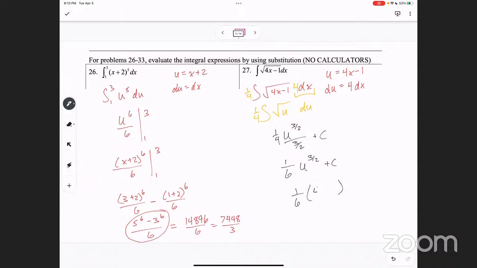So this is 4x minus 1 to the 3/2 power plus c. Which you could just say is 4x minus 1 to the 3/2 power divided by 6 plus c. Yes, you could. Okay, that's easy.